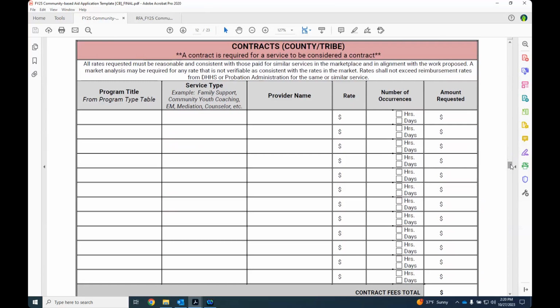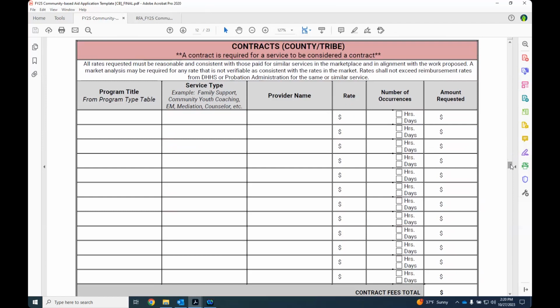So you would have that, and then the service type, family support or community youth coaching, EM, whichever. So it would say ATD, EM, whoever is the provider, what the rate is, and again, this has to be based on the reimbursement rates for DHHS or probation. It has to be for similar service.